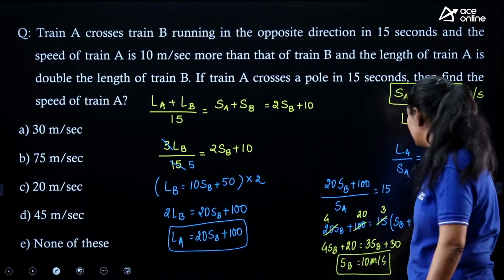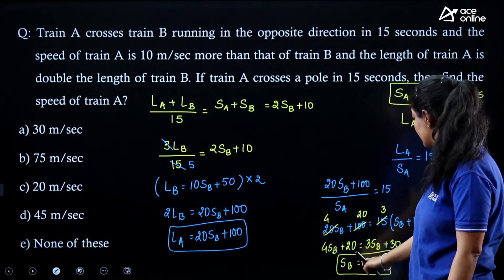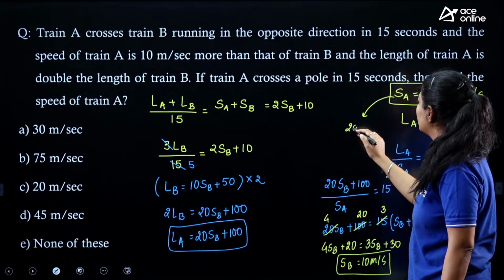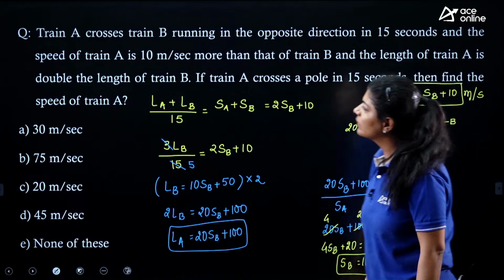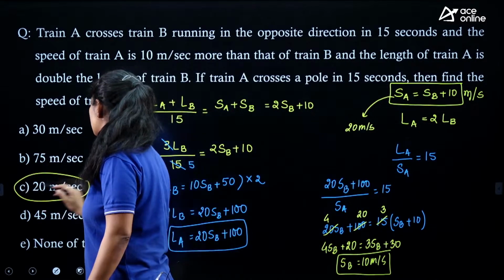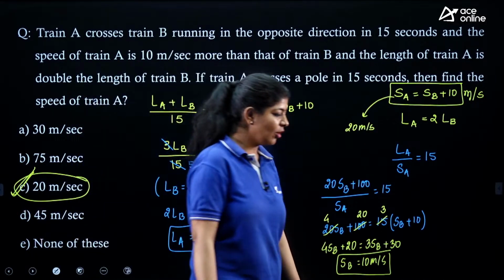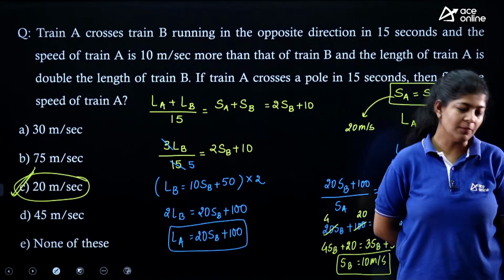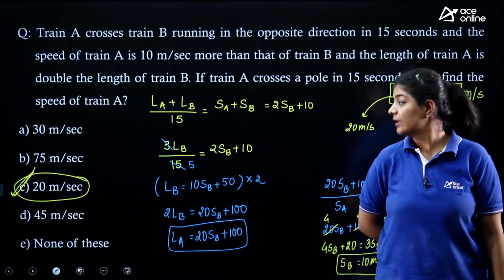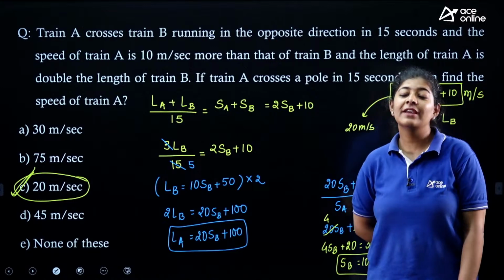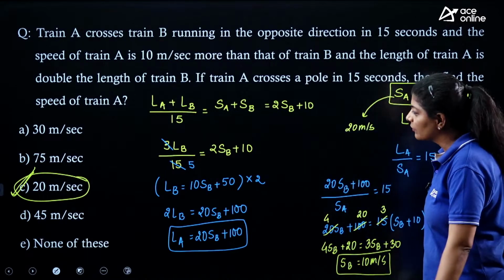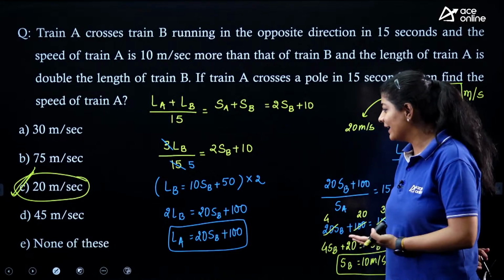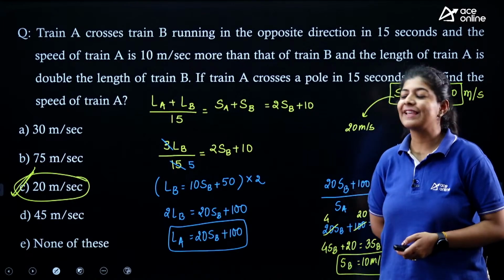The speed of train B that we get over here is 10, and from this we can easily get the value of SA, which is 20 meters per second. And that's what we need to find out. The correct answer is option C, which is 20 meters per second. Sometimes when we have multiple variables we get confused, but if you simply go through the equations one more time as I did, then we can easily get the answer, right?